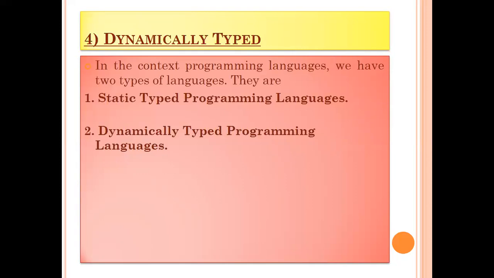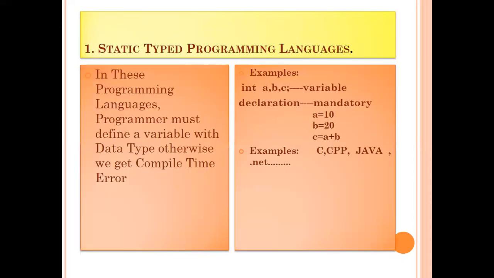Now, fourth, it is a dynamically typed programming language. Students, we have two types of programming languages. One is statically typed and the other is dynamically typed. Now let's understand what static typing is. Static typing is a programming language where a programmer must define a variable with a data type, otherwise we get a compile time error.